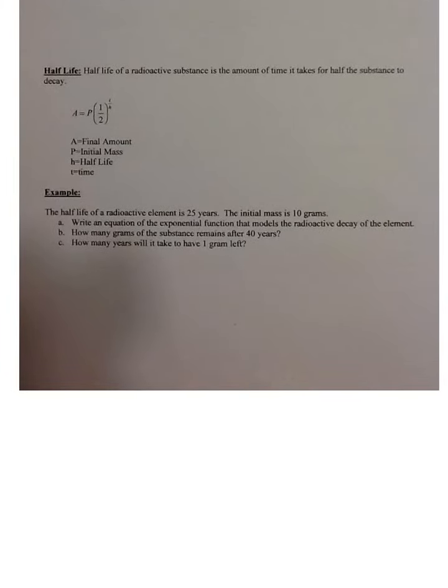All right, so let's take a look at half-life. The half-life of a radioactive substance is the amount of time it takes for half of the substance to decay. So that's A equals P times 1/2 raised to the t over h power. A is the final amount, P is the initial mass, what you're starting off with, h is your half-life, that would be given to you, or if you had to find it, and t is time.